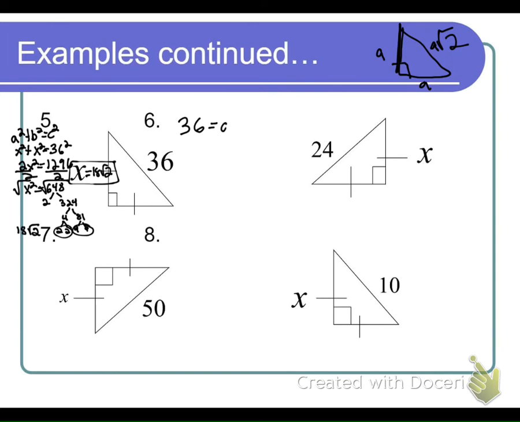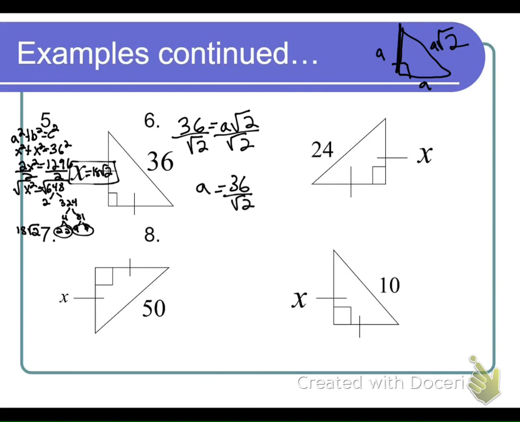So, yep, a square root of 2. Okay, so now we want to get a by itself. What can I do? Divide by the square root of 2. So I have a equals 36 over the square root of 2.